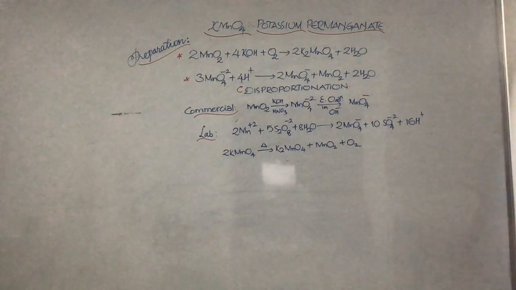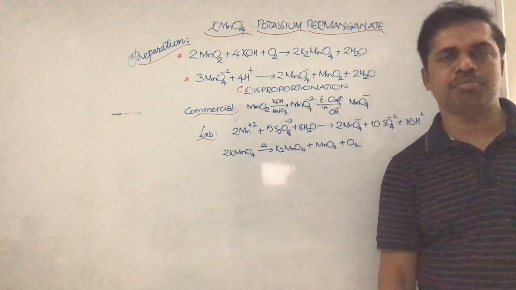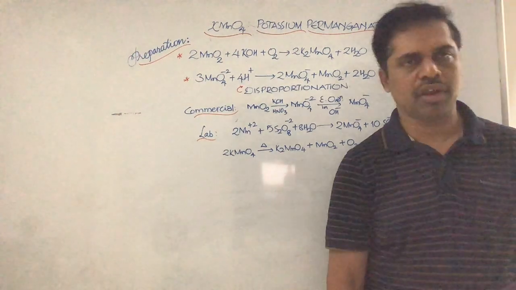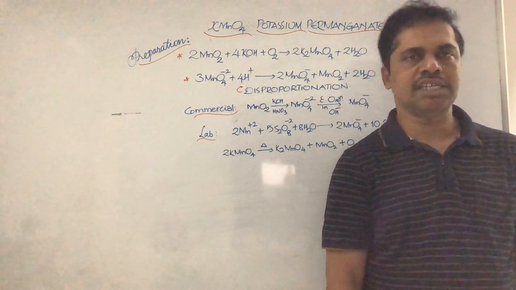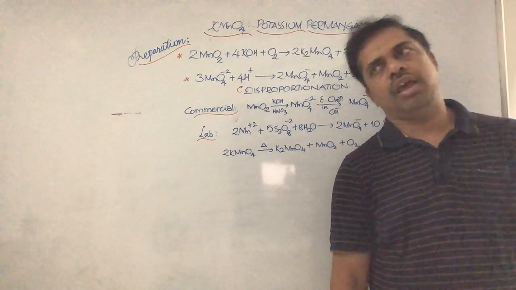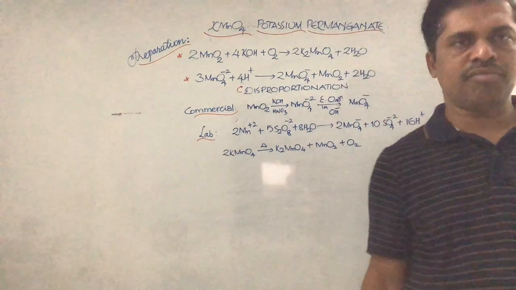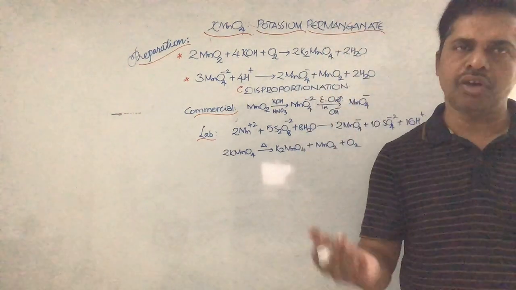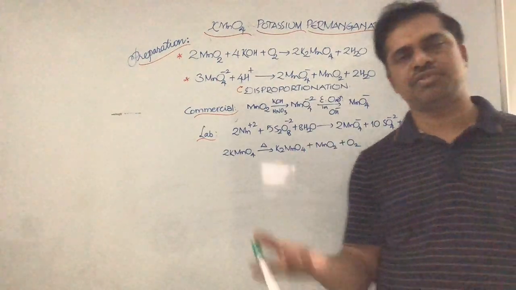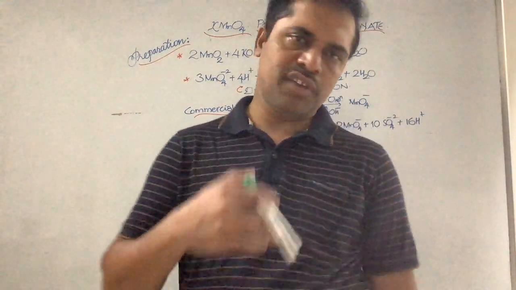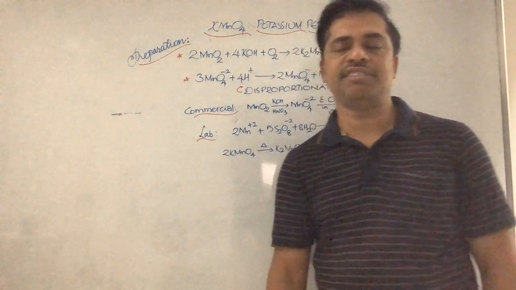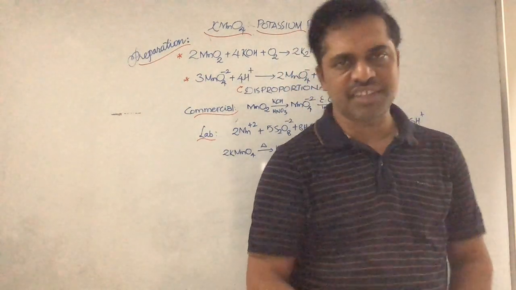Hello, in this session we'll go with potassium permanganate, KMnO4, where the manganese oxidation state is +7. +7 is the highest oxidation state of manganese, so from there it will come down. It can come to +2, it can come to +4, it can come to +6. So in all these cases it is going to function like an oxidizing agent. Potassium permanganate is a very good oxidizing agent.